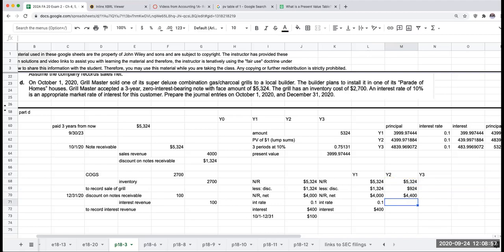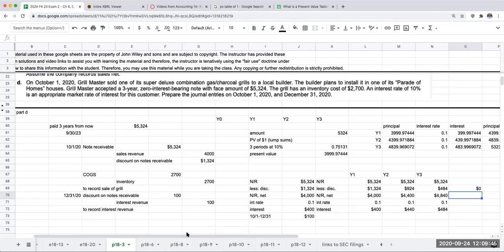My notes receivable carrying value is now 4,400. My interest rate is at 10%. Multiply this through, and for the second year I'd be taking 440. In year three, my discount has now been amortized by another 440. So my notes receivable net is now 4,840, and at 10%, when I multiply this through, I get 484. When this thing gets repaid, this discount has been amortized to zero.